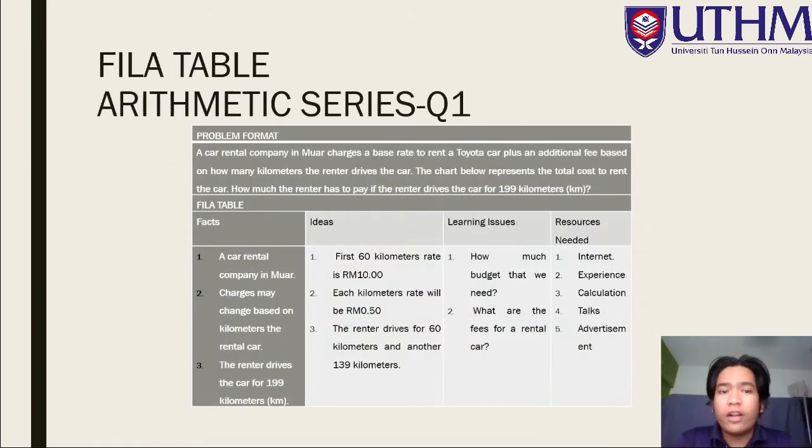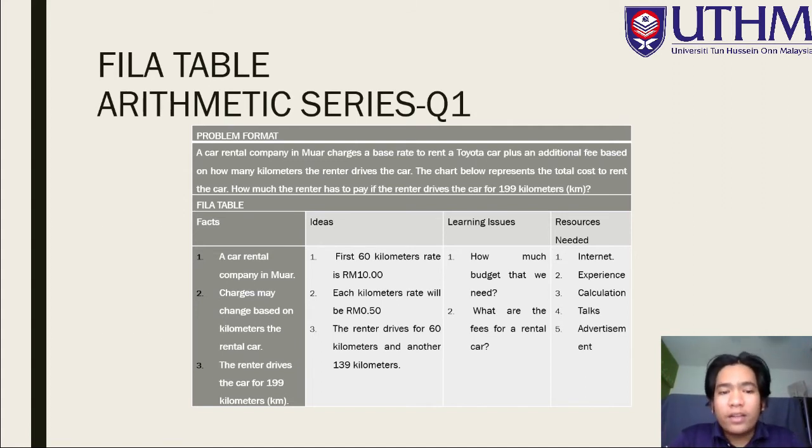My name is Mohamad Abdullah. Today I will talk about the PHILO table for arithmetic series question 1. The problem is: a car rental company in Muar charges a base rate to rent a Toyota car plus an additional fee based on how many kilometers the renter drives the car. The chart below represents the total cost to rent the car. How much does the renter have to pay if the renter drives the car for 199 kilometers?